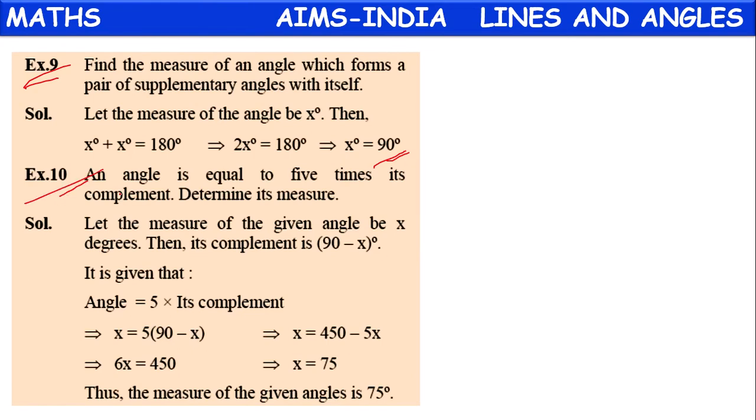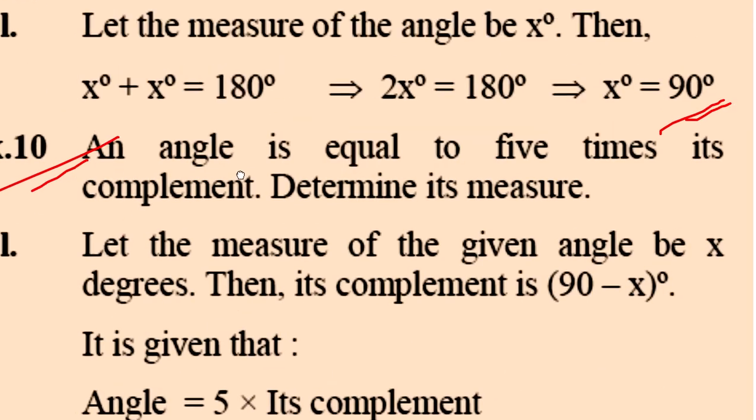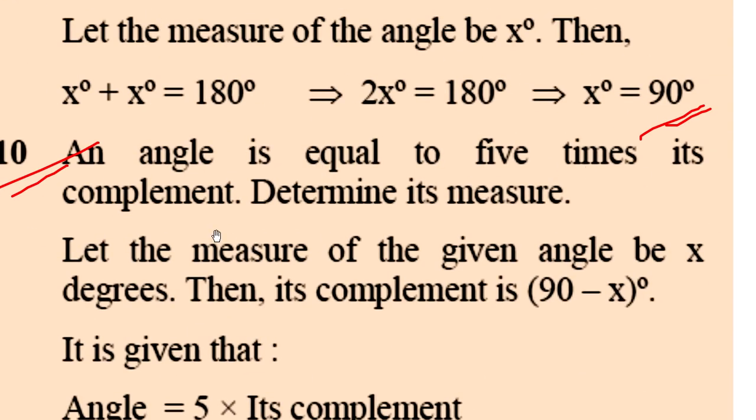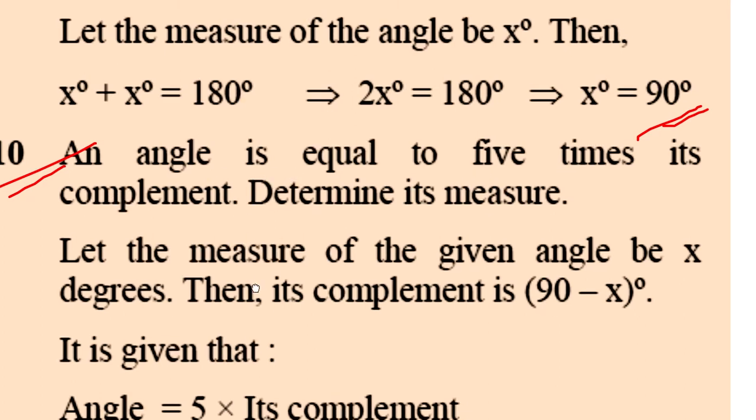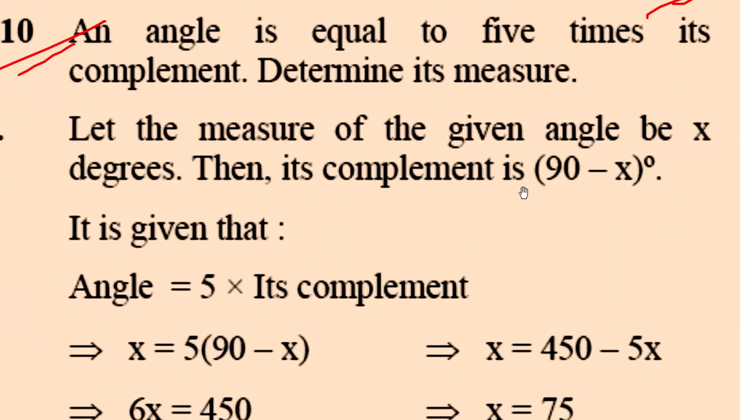Next one, example 10. An angle is equal to 5 times its complement. Determine its measure. So let the measure of the angle be x degrees. Then its complement will be 90 minus x. If the angle is x, then its complement is 90 minus x.